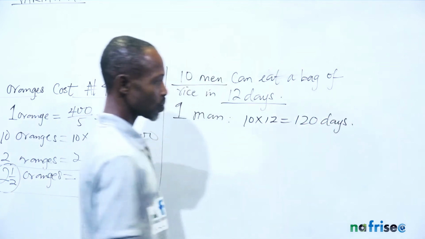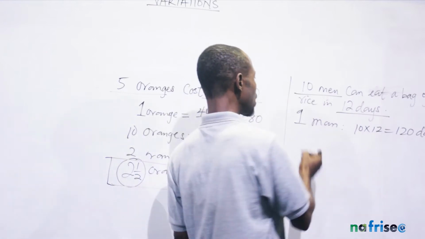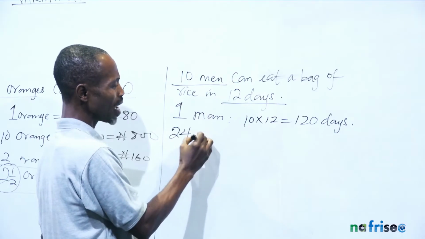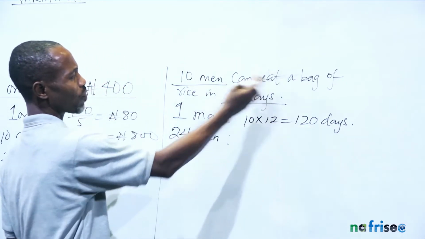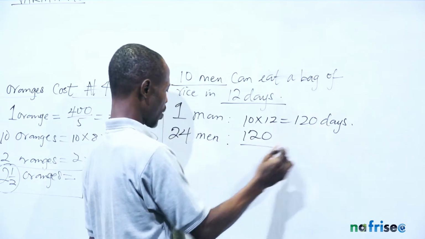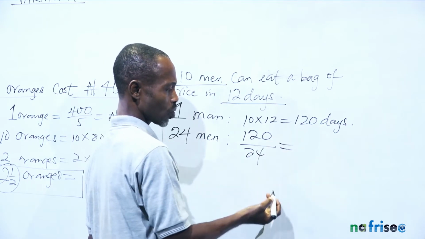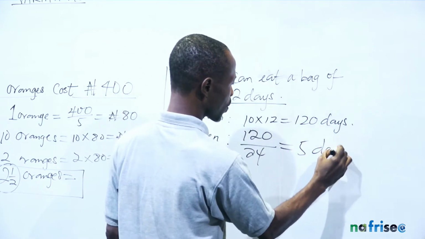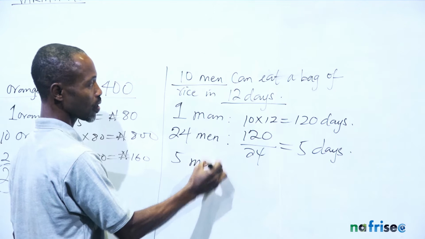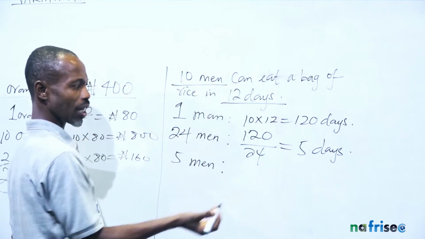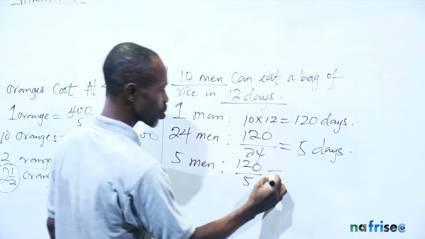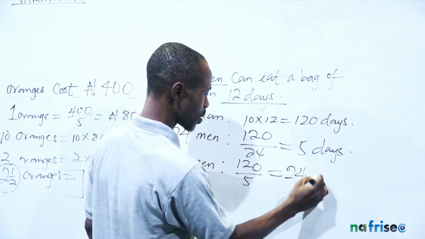Yes, true. Then if you come out and say, okay, how many days will it take 24 men to do the bag of rice that 10 men can eat? It has to be 120, the number of days that one man will eat, divided by 24. So this will give us about 5 days. And if you decide, okay, how long will it take 5 men to do the same job that 10 men did? They will still take longer days. That becomes 120 divided by 5, which will give us about 24 days.